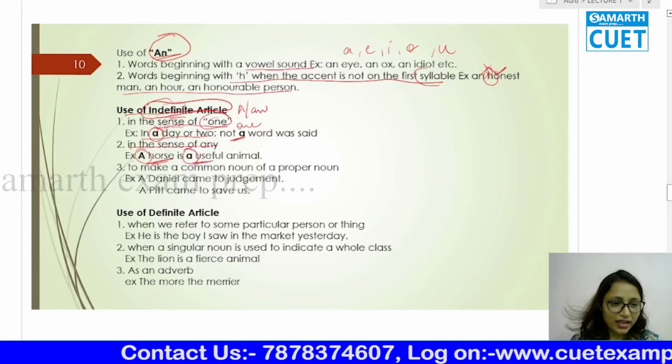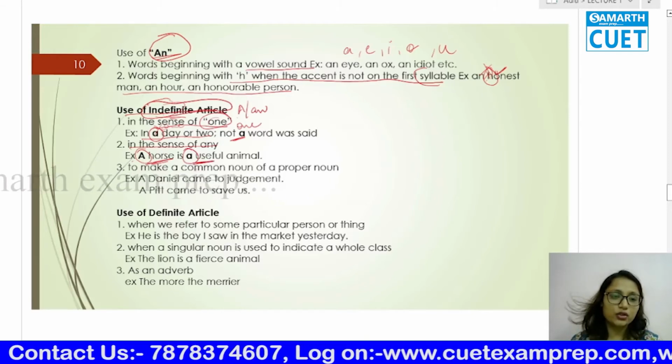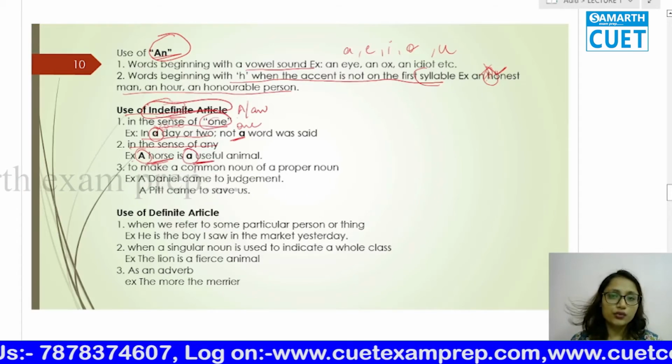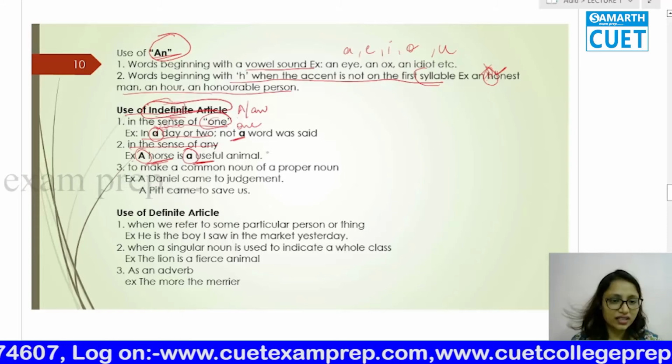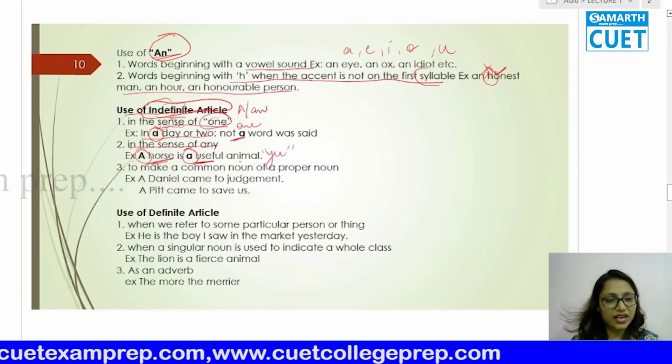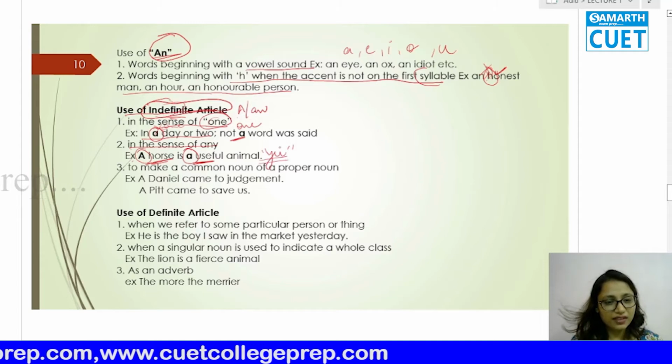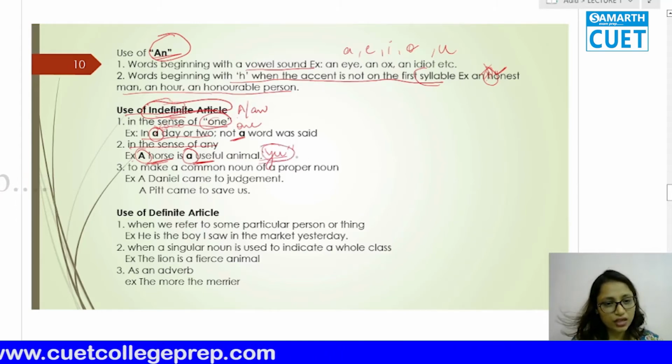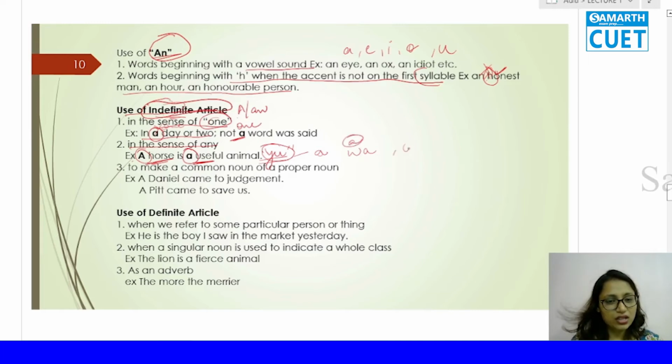Why is A used before useful? Like I told you, in useful we are hearing the sound of what? U. So wherever we hear the sound of Y, it is going to take A. Wherever the consonant sound is there, it is going to take A.